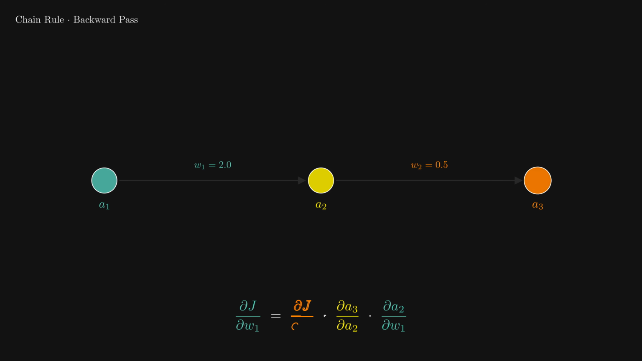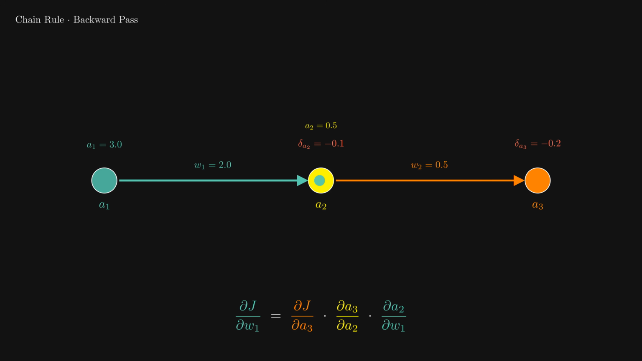The chain rule dictates that to find the total effect of weight 1 on the error, we multiply the isolated sensitivities along every step of the path. Partial J over partial A3 times partial A3 over partial A2 times partial A2 over partial W1. We work backward. The negative 0.2 error flows across weight 2. If weight 2 is 0.5, the error signal is scaled by half. The error arriving at the hidden node is negative 0.1.